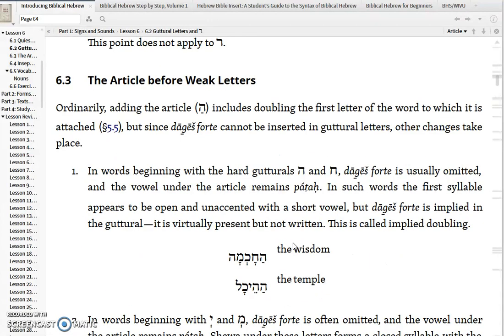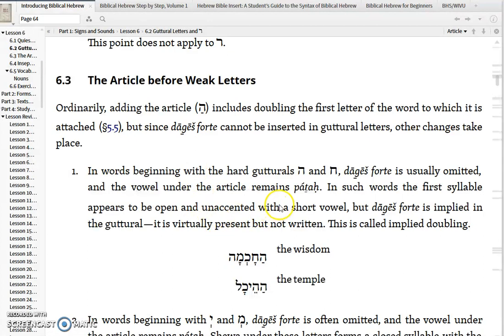And with that in mind, we move on to the article before the weak letters. Again, the ordinary rule when you add article hey is that you have a hey with a patah and a doubling of the following consonant. But since certain letters cannot be doubled, what do you do when you have, say, a guttural?